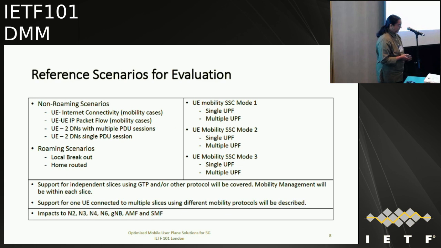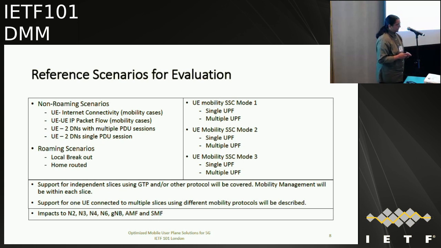And we have identified a few scenarios for evaluation. It would be good if we get input from the other operators as well. What we have picked is non-roaming scenarios where the UE connects to the internet. There are three mobility cases defined in the architecture. One is service and session continuity mode 1, which means that the IP address does not change. Service and session continuity mode 2 is where the IP address can be dropped and then reconnected. Service and session continuity mode 3 means that it can drop and connect, however, there is no impact on the service. What this means is you're making the new session before you're breaking the old one. So that is why the service has continuity.